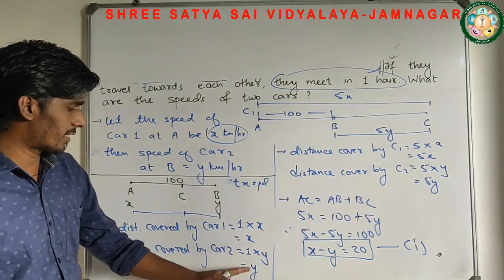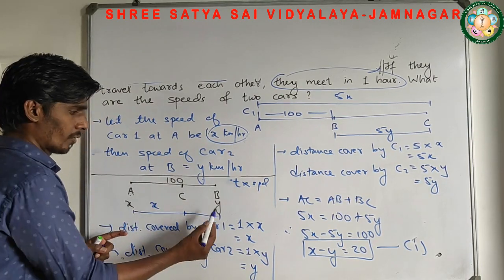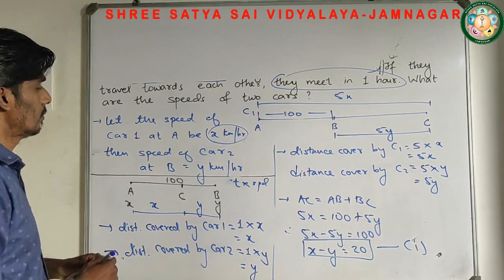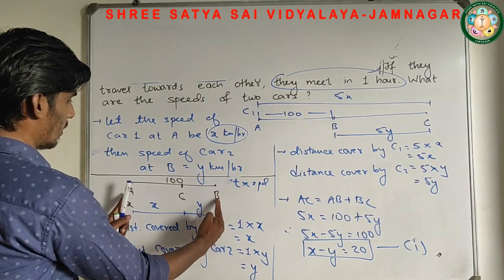Here I got the distance x and y. Means from A to C the distance is x. From B to C its distance is what? Y. Now if I form equation like this, now the total distance is what? AB.